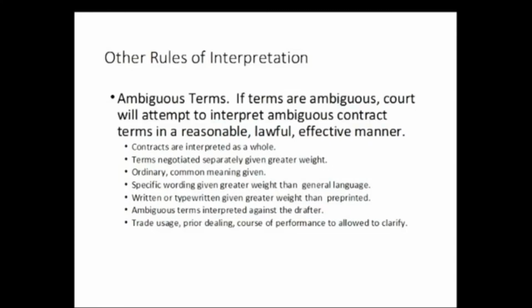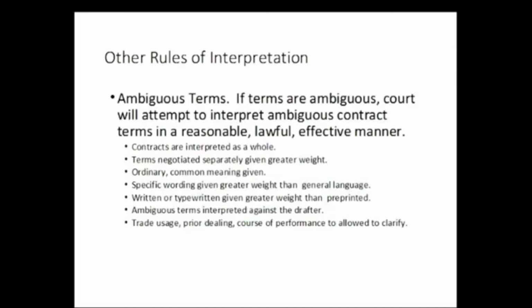In doing this, the court will look at the whole contract, not only just particular sections, but they're interpreted as a whole. Their terms are negotiated separately and given weight, so if there was separate negotiation on a specific paragraph, the court will give that greater weight. Otherwise, ordinary common meaning is what's given. Specific wording is given greater weight than general language. Written or typewritten is given greater weight than pre-printed.